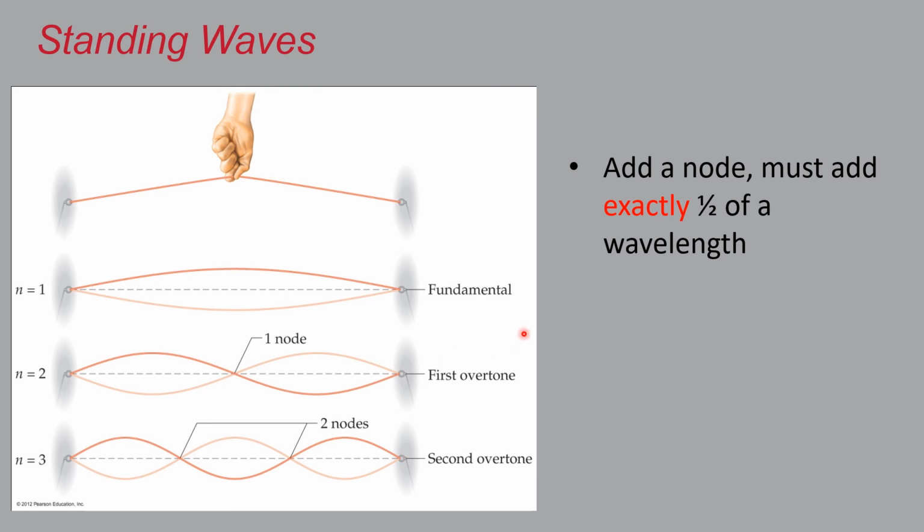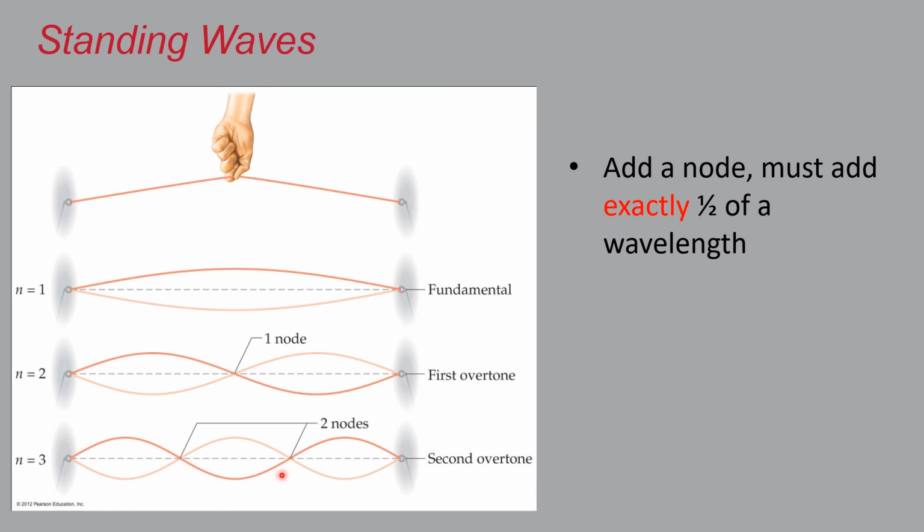Now, to add a node, like to go from none to 1 to 2, you need to add exactly 1/2 of a wavelength. So this cycle right here, this vibration, consists of 1/2 of a complete cycle. This one here is 1 complete cycle.